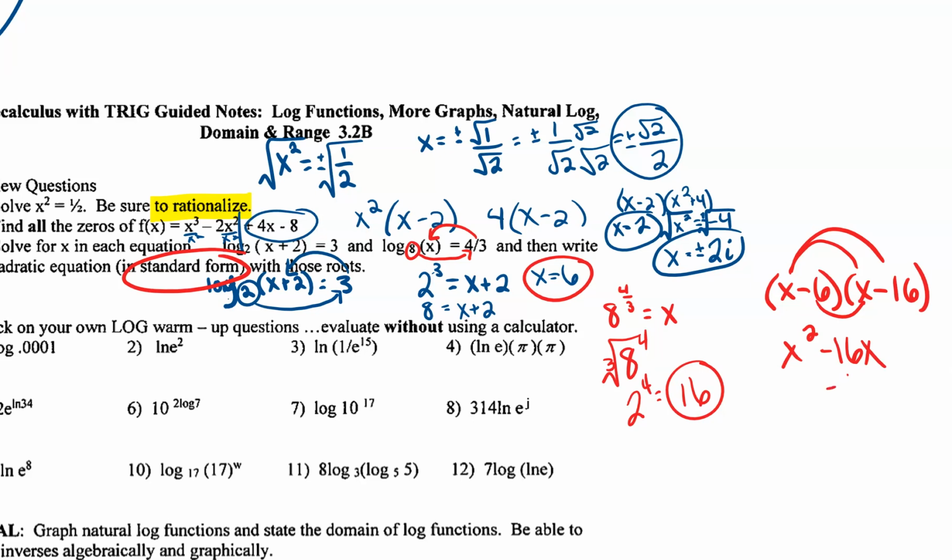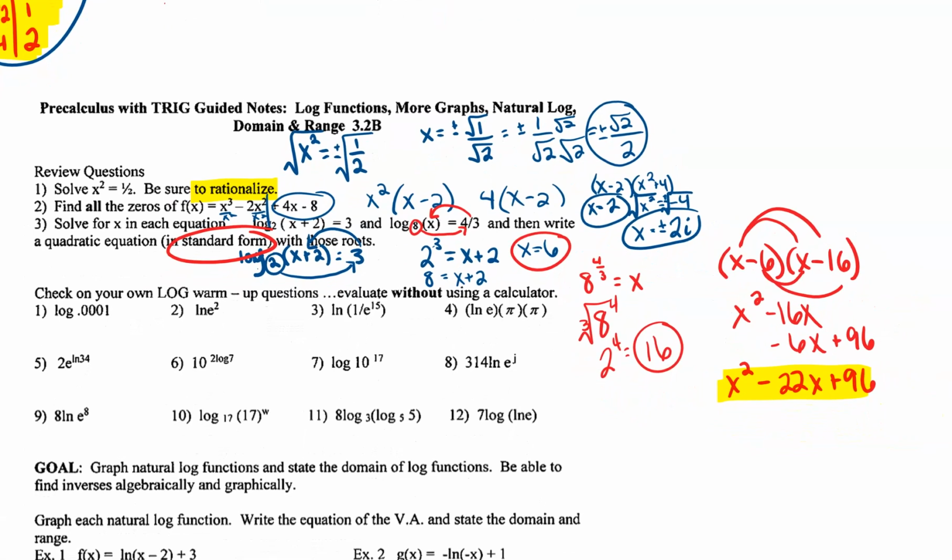Negative 6 times x is negative 6x. And then negative 6 times negative 16 is going to be positive 96. Add together the middle terms, we get x squared minus 22x plus 96. Okay, so that is our answer. That is a quadratic equation in standard form that has roots of 6 and 16.